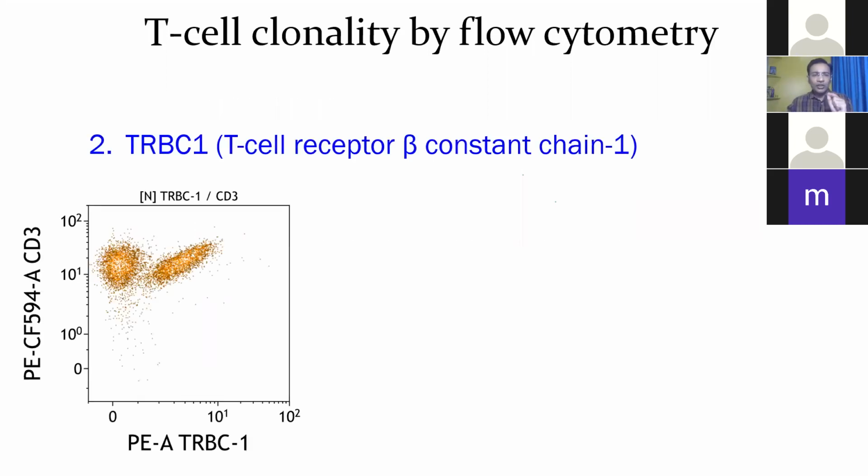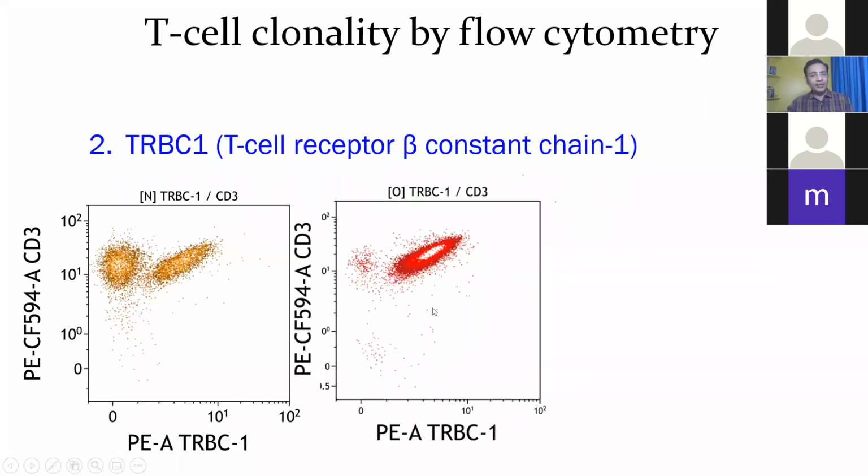I'll just show you. These are normal T cells. TCR B1, half of them are positive, half of them are negative. These are normal polyclonal T cells. But if you have clonal T cells, they all will be TCR B1 positive. More than 90% are positive, and very few cells are negative. Clearly indicates clonality. A very easy single cell marker, easily done by surface flow cytometry.